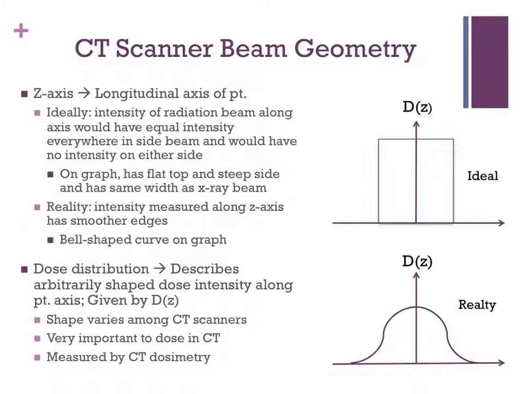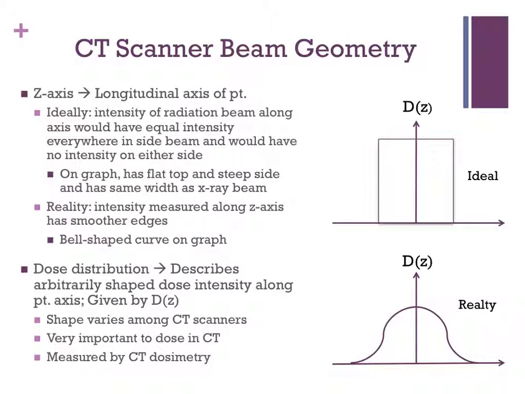As we know, beam geometry refers to the size and shape of the X-ray beam from the tube and passing through the patient to strike a set of detectors that collects radiation attenuation data. The longitudinal axis of the patient is the z-axis, and the intensity of the radiation beam along the axis would ideally have equal intensity everywhere inside the beam and no intensity on either side. On a graph, it has a flat top and steep sides, and is the same width as the X-ray beam. Take a look at figure 10.4 in your book to understand what I mean.